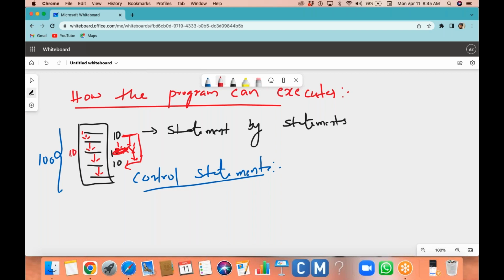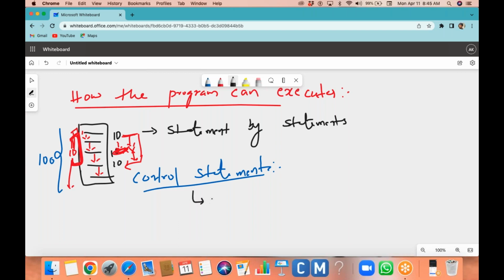Or else, here we have 10 lines, and I want the same 10 lines to be executed again. After execution of these 10 lines, it would go to the 11th line, right? But again I want to go back to the first line and execute it. Here also the program execution is changing. If you want to perform that kind of operation, then control statements will help you.